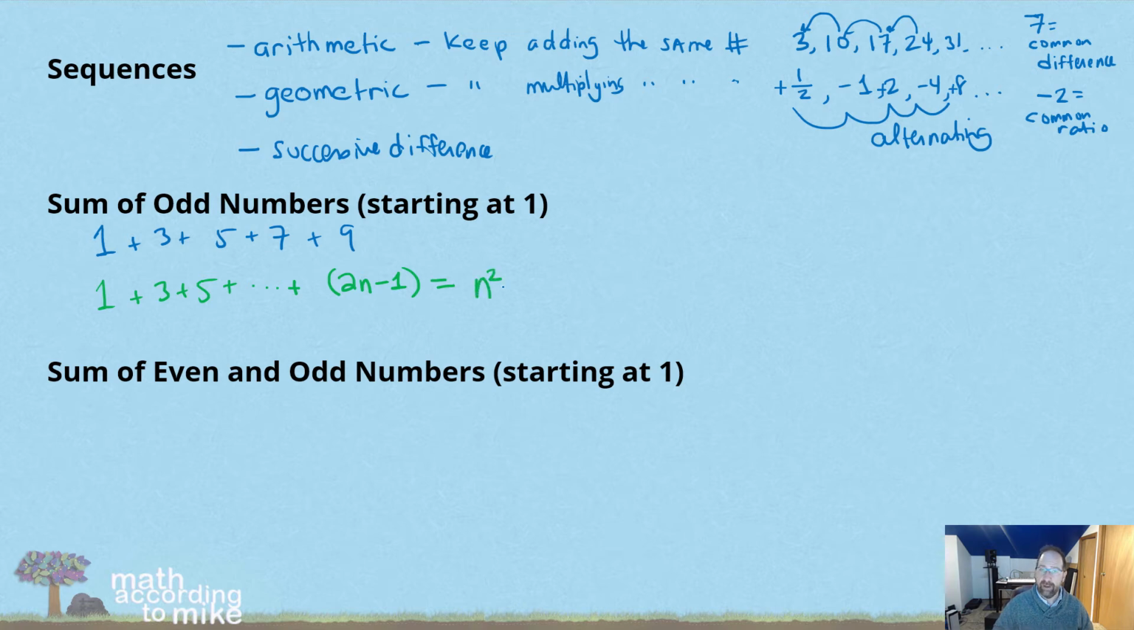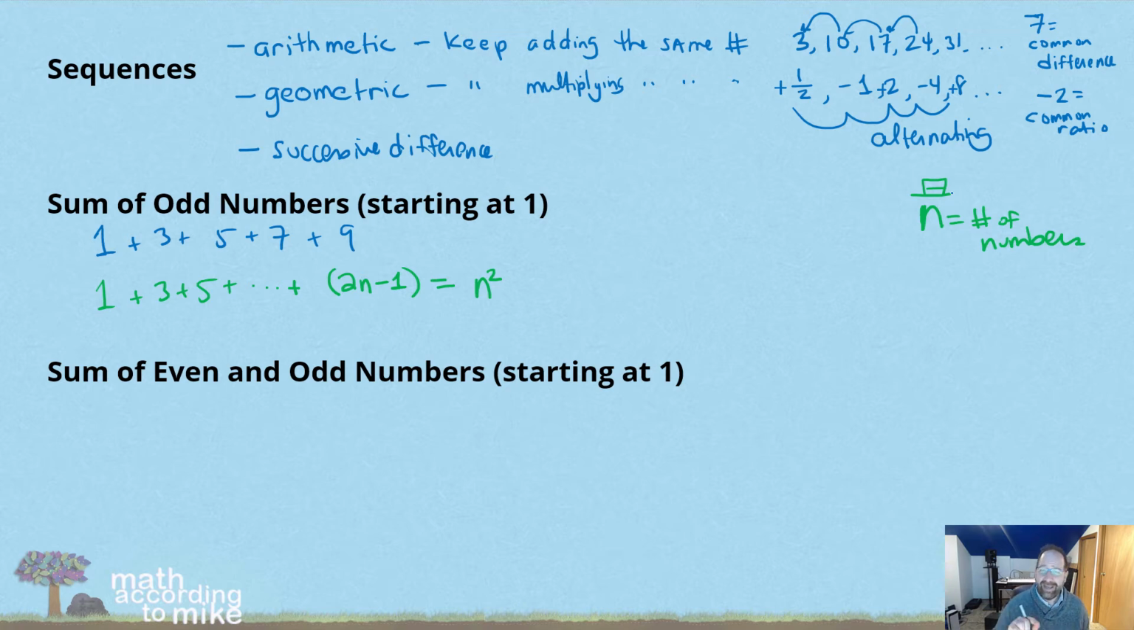Couple things. First, what is this n? Well, n is the number of numbers. So keep that in mind. Actually, I'll write that off to the side. N is the number of numbers. Always.